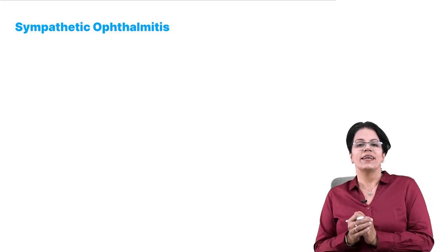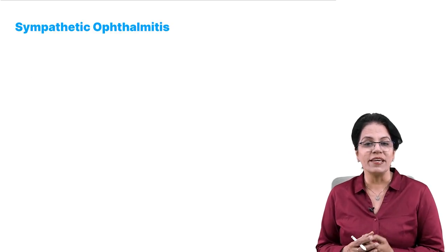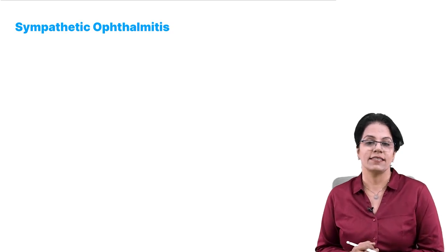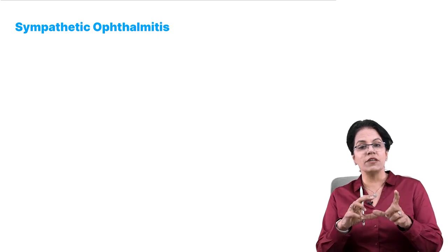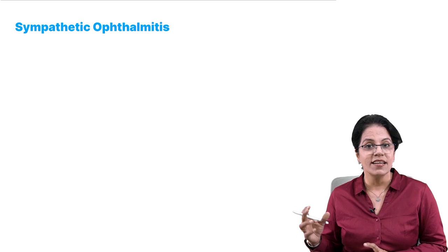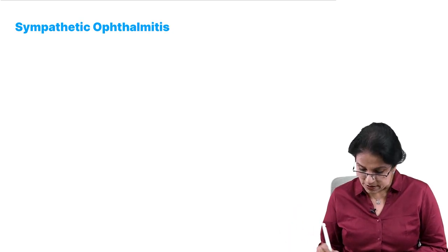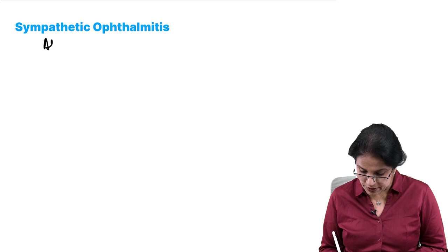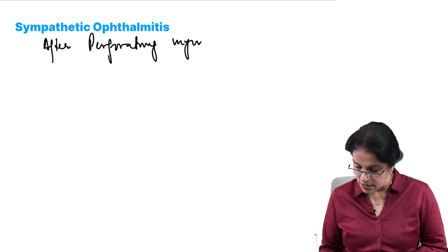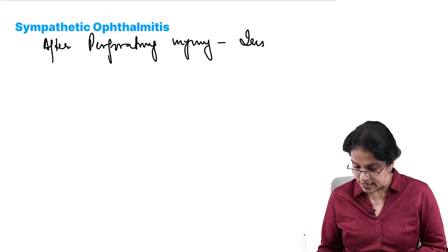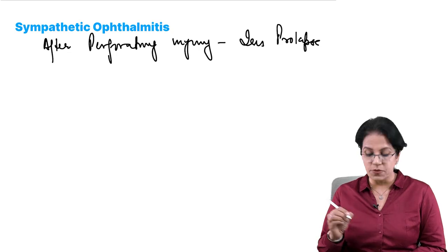Right. Okay, so coming to the last and the most important topic, this is sympathetic ophthalmitis. I think many of you know what sympathetic ophthalmitis is. There is a perforating injury in one eye which is causing uveitis in the other eye. So let us learn. The first point is after a perforating injury. Okay. And this perforating injury, specifically if it is leading to iris prolapse, in that case this patient is at a risk of having an autoimmune reaction.